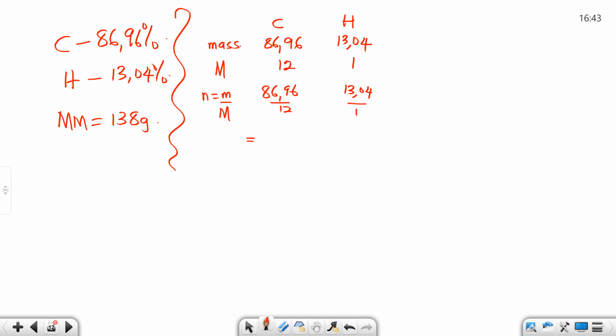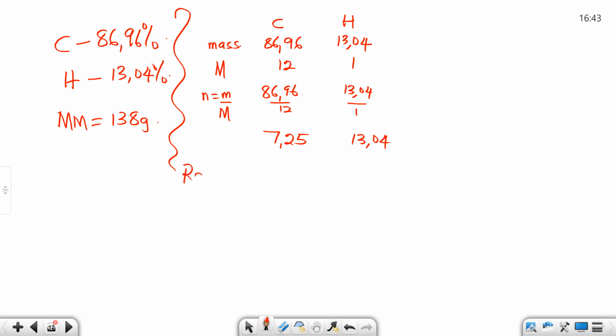I've changed it into mass. There's no percentage now. What's the answer? 7,25. I don't need a calculator for the other one. 13,04. All right.